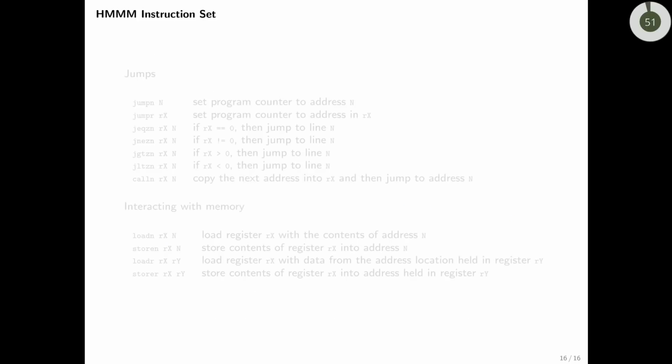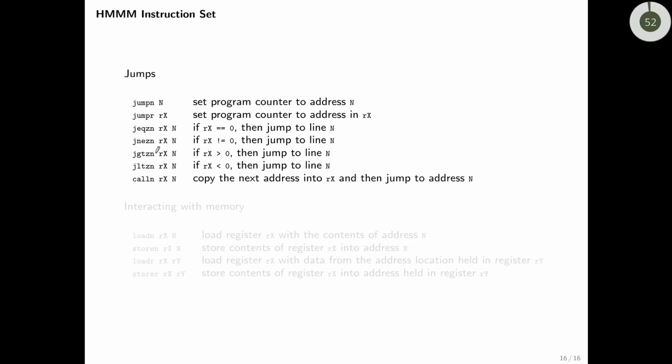Okay, and then you have jump instructions. So these two are unconditional jumps. Here you jump to an instruction number. Here you jump to an instruction number that sits in this register. Okay. These are all conditional jumps. So you jump to n if this register is identically 0.